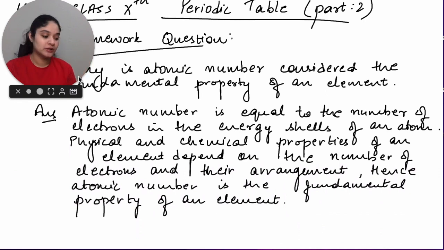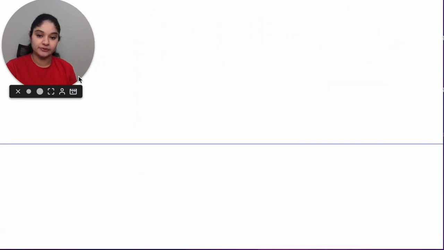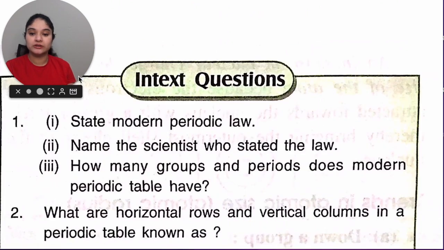Let's move on to the questions that we have to discuss today. The first question is, state the modern periodic law. The modern periodic law states that the properties of elements are the periodic function of their atomic number. That means based upon the atomic number, the properties change and they are repeated over a period of time. Now the next is, name the scientist who stated the law. The scientist is Henry Moseley, who told us about the law.